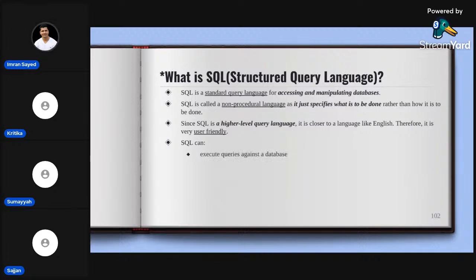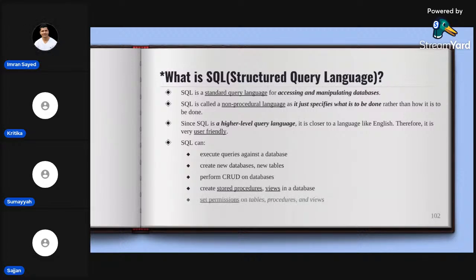SQL can execute queries against a database, create new databases, new tables, perform CRUD on a database, create stored procedures and views in the database, and set permissions on tables, procedures, and views. Disadvantages of SQL are complex interface for users, cost for programmers, and partial user control.